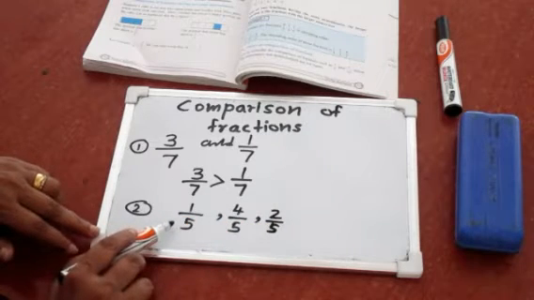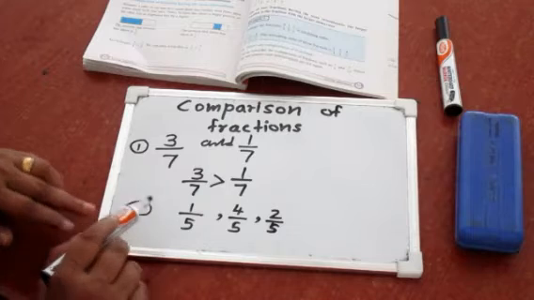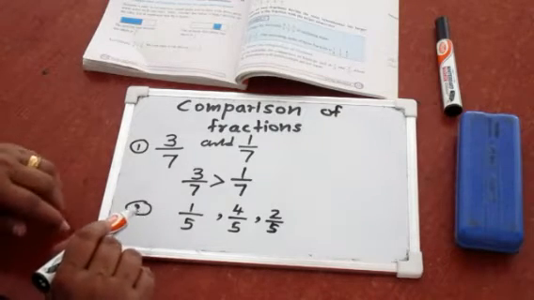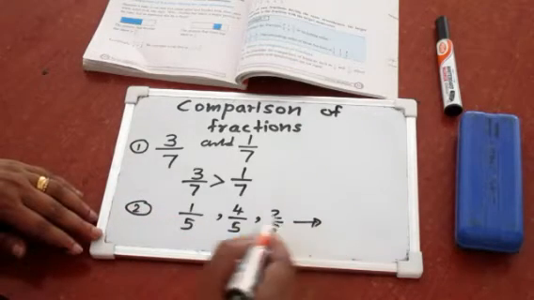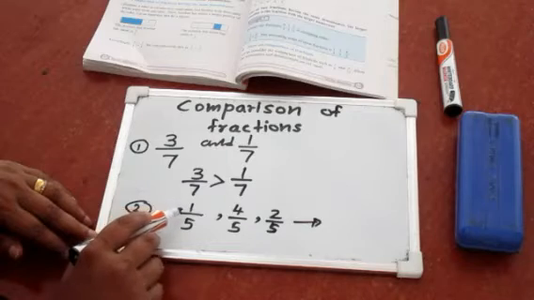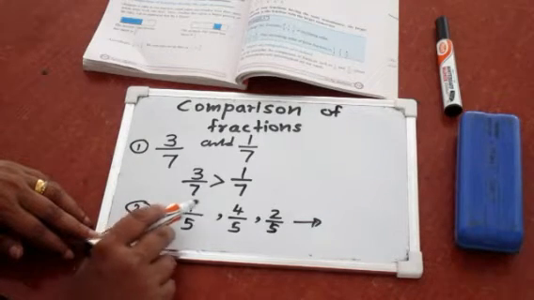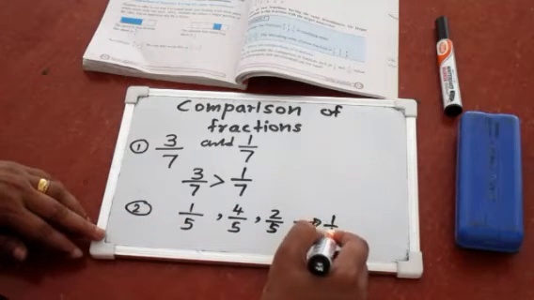Now you can see in these fractions denominators are equal. Therefore, we will arrange these fractions in ascending order. You know, ascending order means from the smallest one to the biggest one. Then the smallest fraction here is the fraction with the least numerator. The least numerator out of 1, 4 and 2 is 1. Then the least one is 1 over 5.